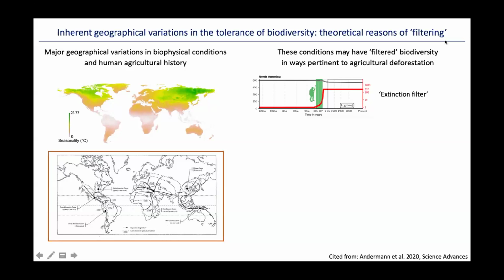So in the context of agricultural deforestation, it is conceivable that human modifications, or human presence, or human agricultural history in the region might have selected for species, such that those sensitive species might have gone extinct already for regions with a long agricultural history, or they may have otherwise adapted. In contrast, in regions with a short or no previous agricultural history, there may have been more species sensitive to agriculture left, simply because they have not yet passed through this filter of extinction caused by humans.